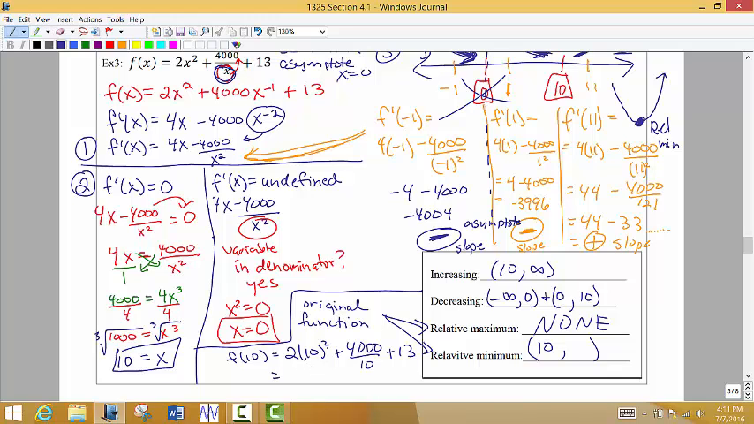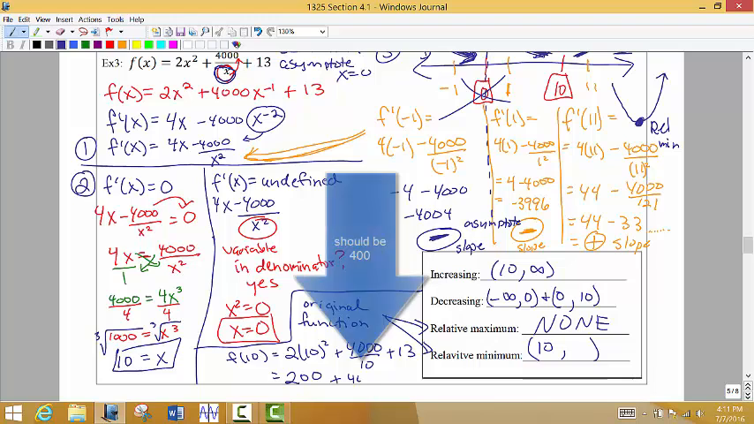So I get 10 squared, which is 100, times 2, that's 200. And you can throw all this into your calculator. You don't have to do it by hand. That gives me 400 and then 13, I end up with 613.